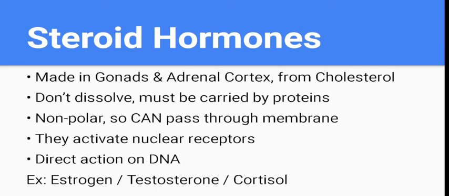Steroids are made in the gonads and adrenal cortex. They're made from cholesterol. They don't dissolve, so they must be carried by proteins, and they're nonpolar, so they can pass through the membrane. So the peptides are polar, so they can't pass through the membranes, while these are nonpolar, so they can pass through. These activate nuclear receptors. They have direct action on DNA. Some common ones are estrogen, testosterone, and cortisol.